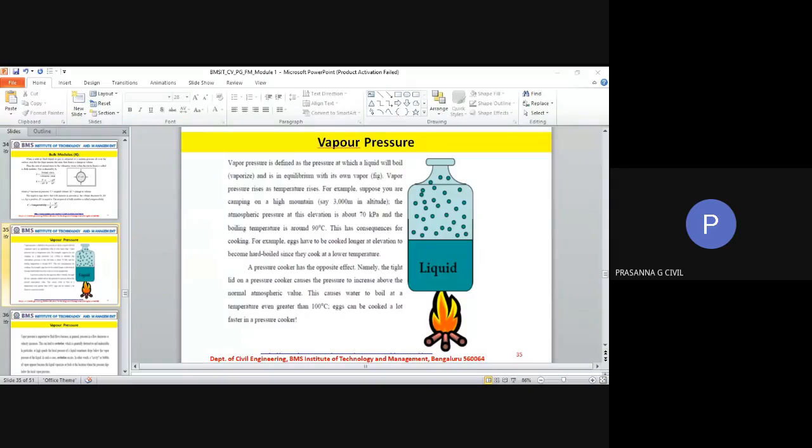Today, this last topic, vapor pressure, usually numericals are not there, but one problem we will do with respect to bulk modulus. Okay, and then we will carry on to the next portion. So all of you please write down this problem and we will do it. Then we will go to the next portion of our syllabus.